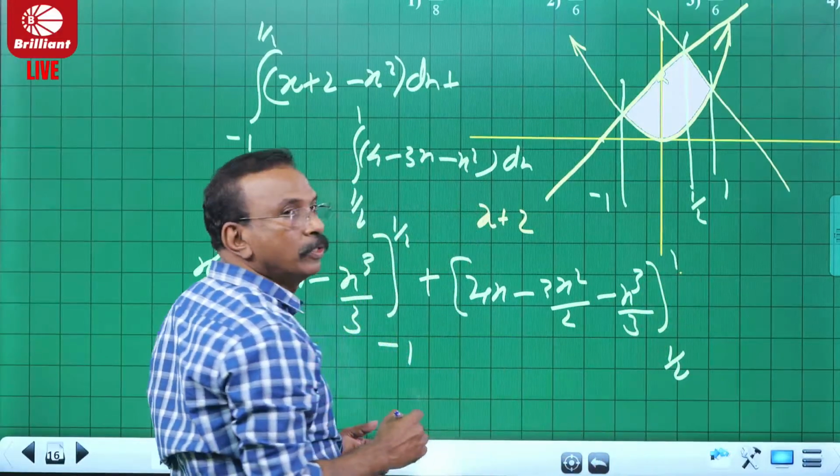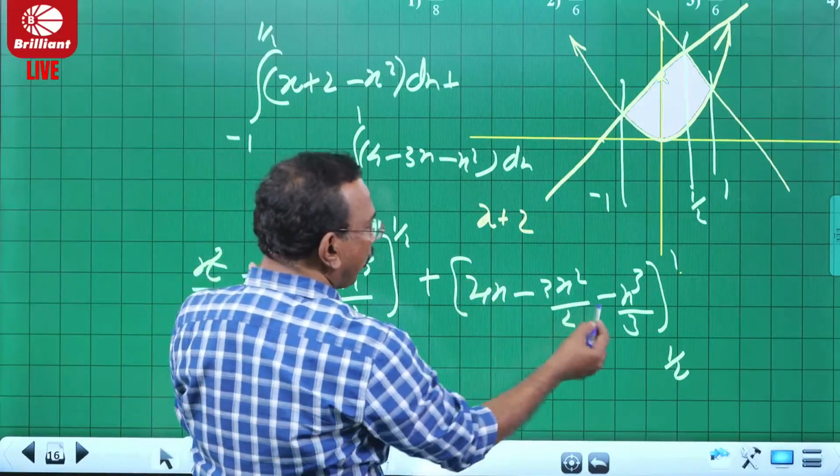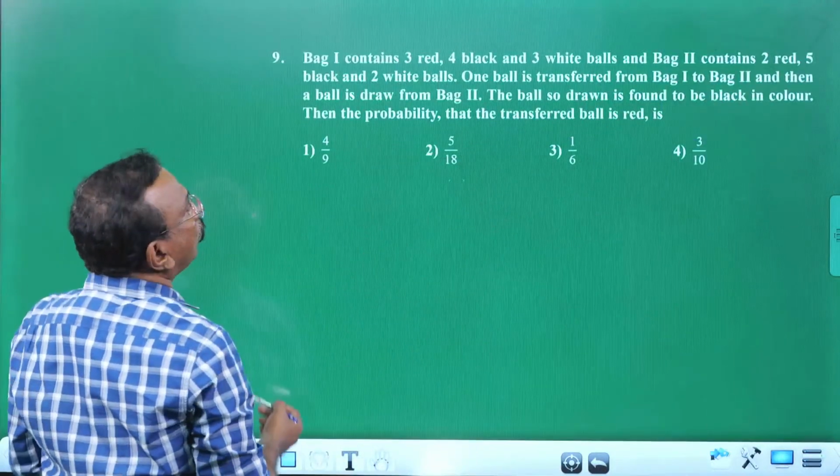So we can see the answer should be 16 by 7. So these two are like numerical calculations. So I go to the next problem.